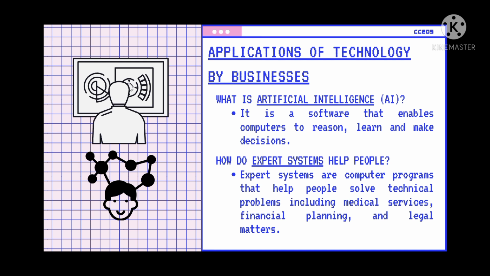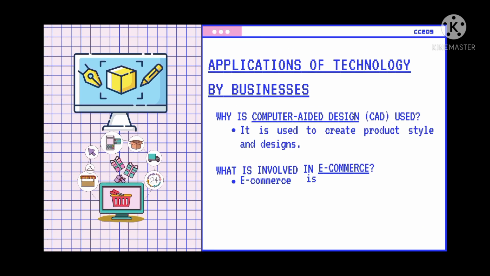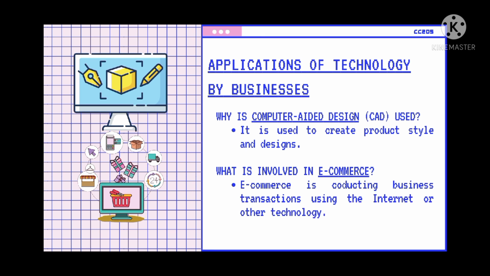How do expert systems help people? Expert systems are computer programs that help people solve technical problems including medical services, financial planning, and legal matters. Why is computer-aided design used? It is used to create product style and designs.